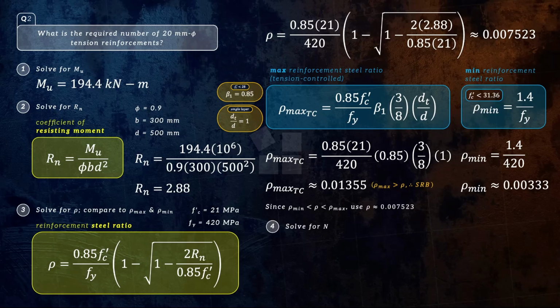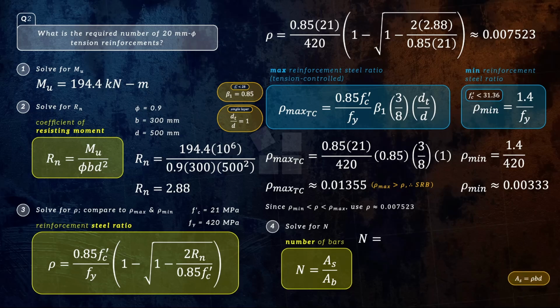Step 4 would be to solve for n, which is the number of bars that can be calculated by simply dividing the total steel area, As, by the area of a single bar of tension reinforcement, Ab. Using this formula, n would be equal to As, which is simply equal to rho b d, over Ab, simply being pi over 4 db squared, since the cross-section of a reinforcing bar is usually circular.